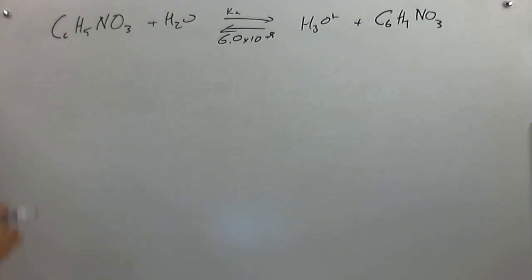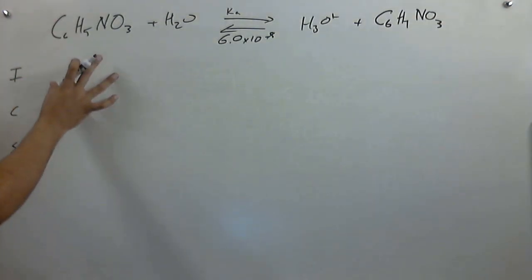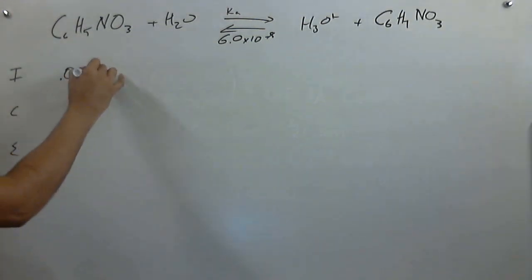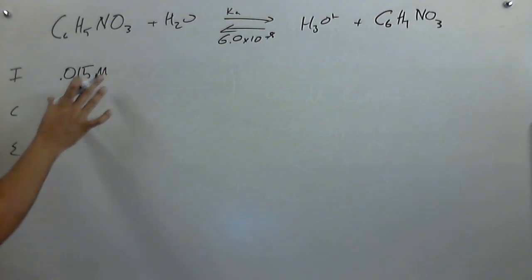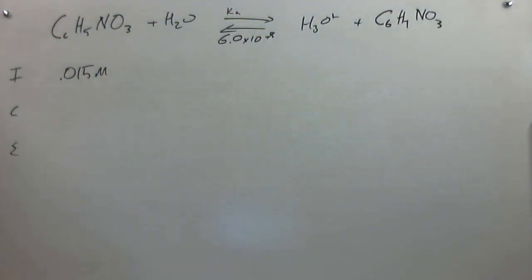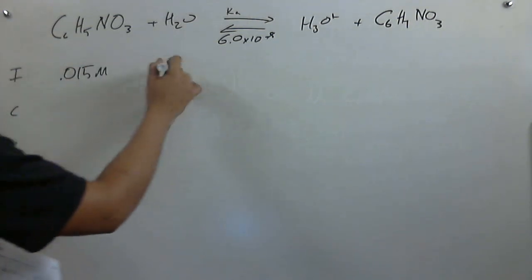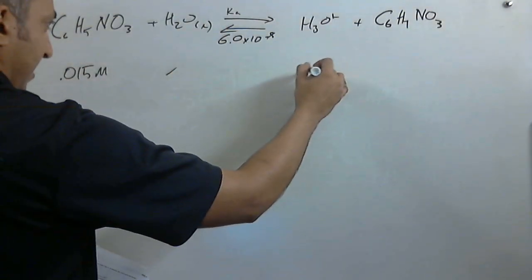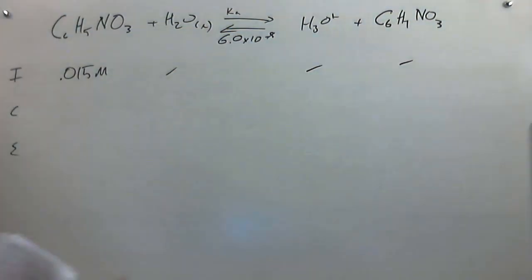So it's going to want an ICE chart, so let's set up an ICE chart. Cool. And we solved for this in the last problem. We said it was going to be 0.015 molar. We solved for that in number, I think, 20. Yeah. So we're going to start with this. We're not going to use this. It's a liquid. This is nothing, and this is nothing.